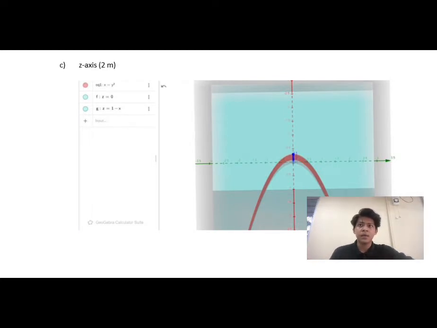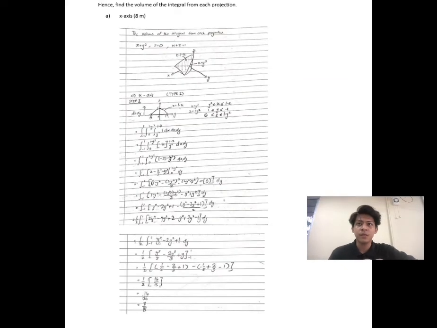Okay, now find the volume of the integral for each projection. In this question we must find the x-axis. For the x-axis we use type 1, where step 1 is to know the range first. For x, the range is from y squared until 1 minus z, for y it is from negative 1 until 1, and z is from 0 until 1 minus y squared.